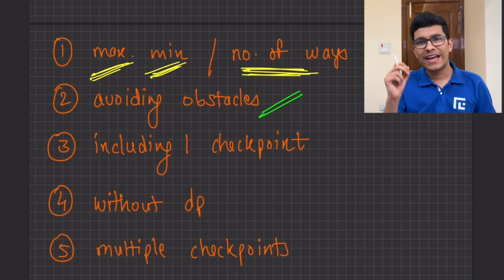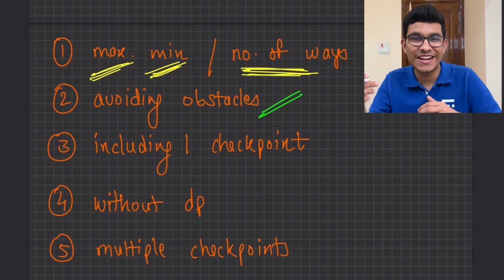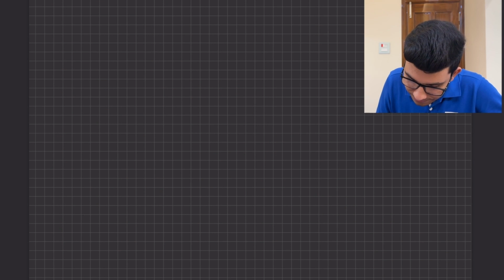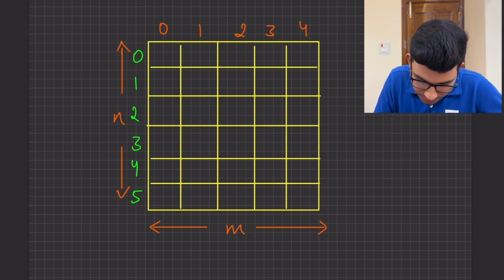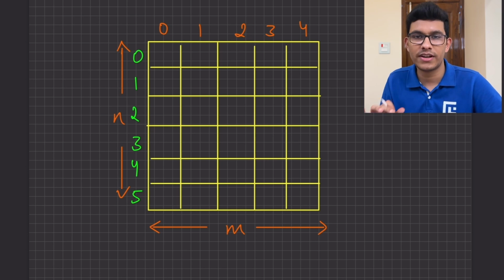Let's suppose your entire grid had certain obstacles, and now you want to find out the number of ways in which you can avoid these obstacles and reach the end, right? Let's consider the same grid. And let's suppose I tell you that there are certain obstacles. This is the same problem in the CSES problem set that we are solving now.